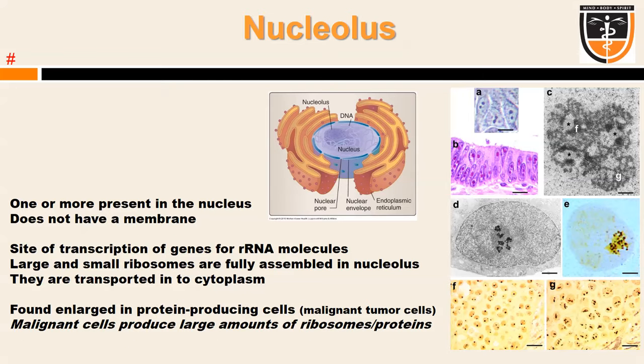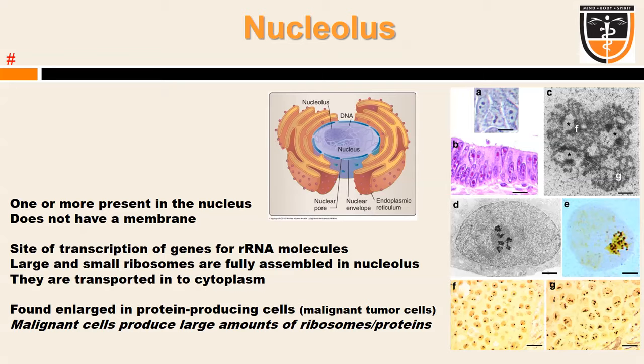The next is the nucleolus. What is the nucleolus? Inside the nucleus, it's a cloud. Kind of cool. Why? Because it is a dense material inside the nucleus. It doesn't have its own membrane. Okay? So there can be one or more present in a nucleus, and we see them here.